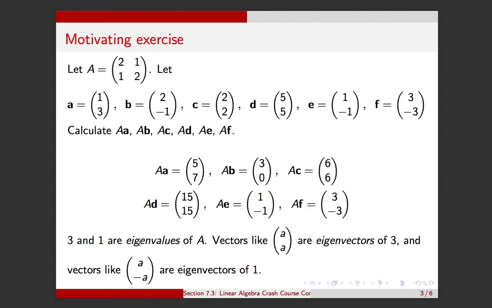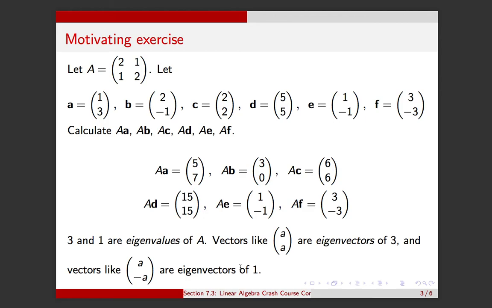1 is also an eigenvalue. There are some vectors you feed into that matrix A, and they are just left alone. So vectors that look like this, number and then it's negative down below, those are called eigenvectors of 1. This is the idea of an eigenvalue and eigenvector.